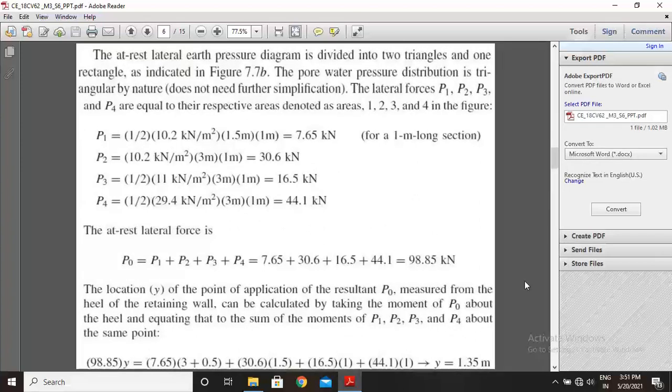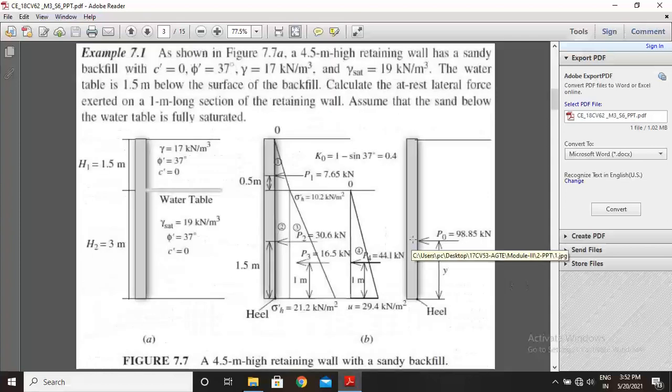Next step, the at rest lateral earth pressure diagram is divided into two triangles and one rectangle as indicated in figure 7.7b. The pore water pressure distribution is triangular by nature. The lateral forces P1, P2, P3 and P4 are equal to their respective areas denoted as areas 1, 2, 3 and 4 in the figure. So we are locating the areas, area 1, area 2, area 3, area 4 like that.